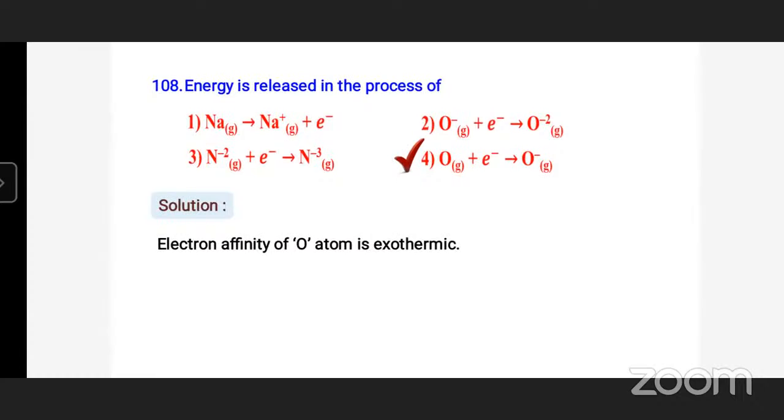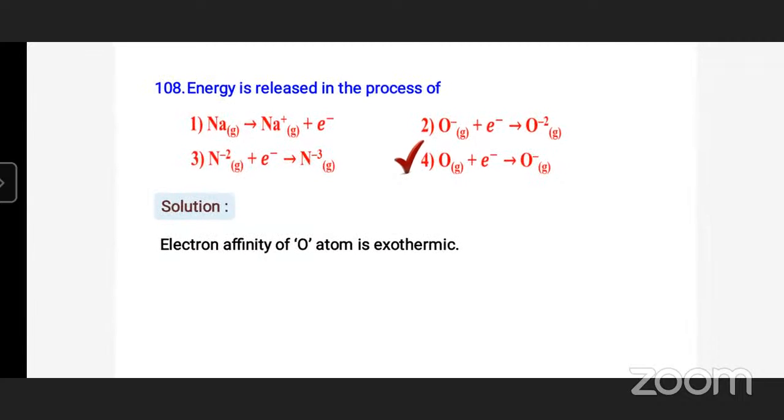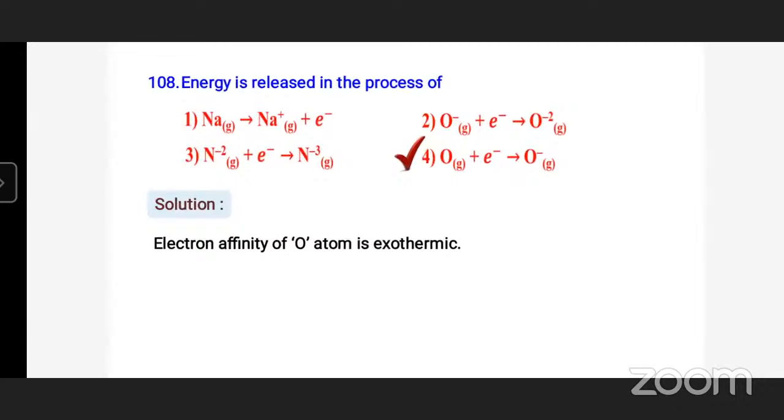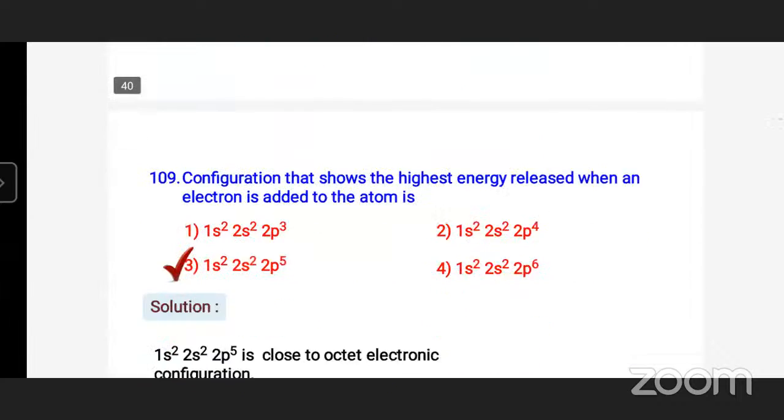So here, electron affinity is like that. When an electron is added to a gaseous atom, energy is released. So the fourth option is the correct option. Electron affinity of the oxygen atom is an exothermic reaction. Exothermic reaction means an electron is added to a neutral gaseous atom. So when energy is released, the fourth one is the right option. Okay, right. Next one.